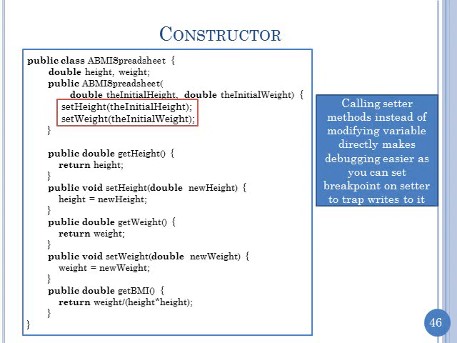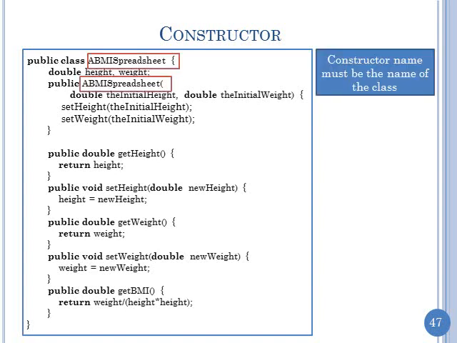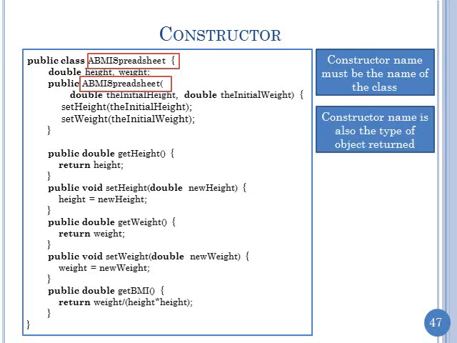I'm glad you asked the question because I was answering it here. So calling setter method instead of modifying variable directly makes debugging easier. I guess I didn't mention the other point, which is that what if you're doing additional steps? In that case, it depends whether you want the steps done in initialization. So we see here that the constructor name must be the name of the class. Constructor name is also the type of the object returned.